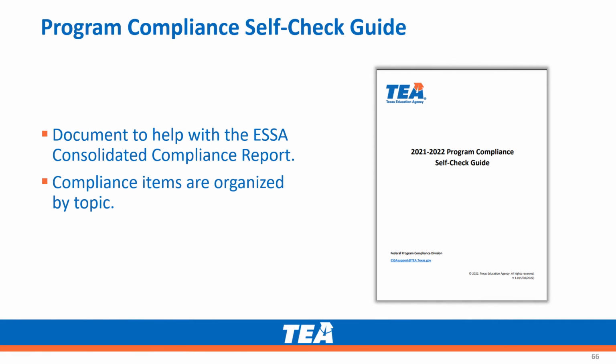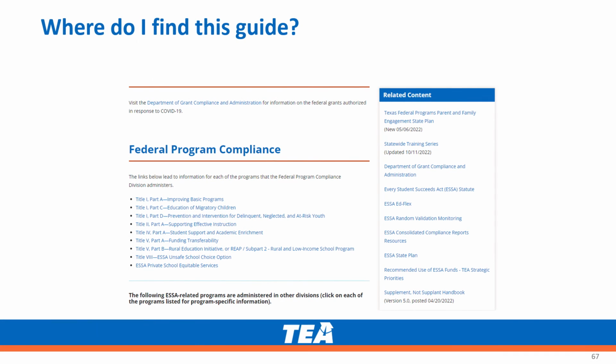As previously mentioned, the Program Compliance Self-Check Guide is a document that will assist LEAs in completing the ESSA Consolidated Compliance Report. The compliance items are organized by topic. Let's look where you can find this guide. This guide might be found under the ESSA Consolidated Compliance Report Resources link that is available in the Federal Program Compliance webpage.